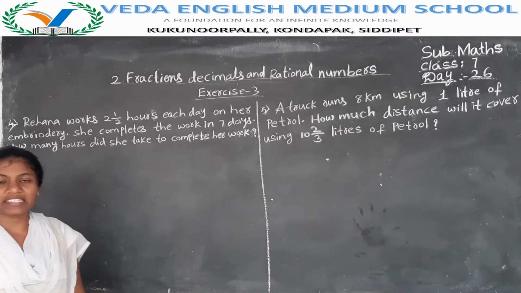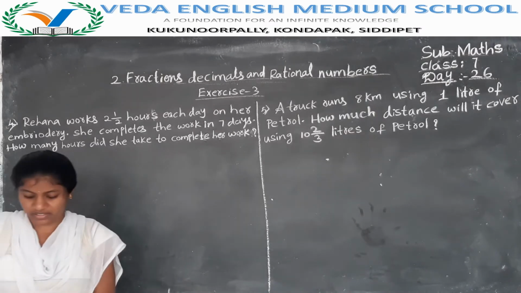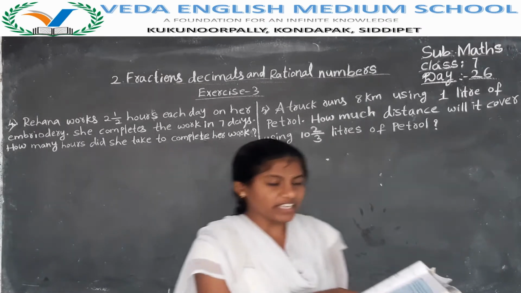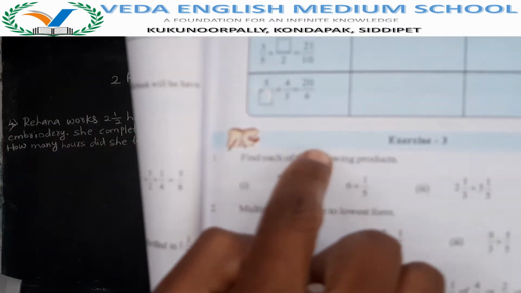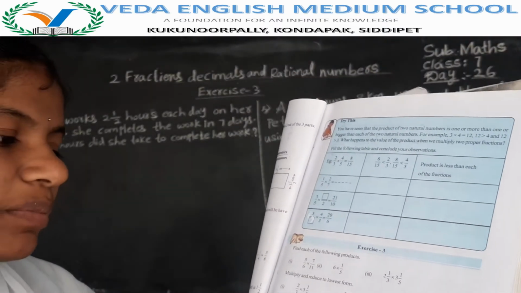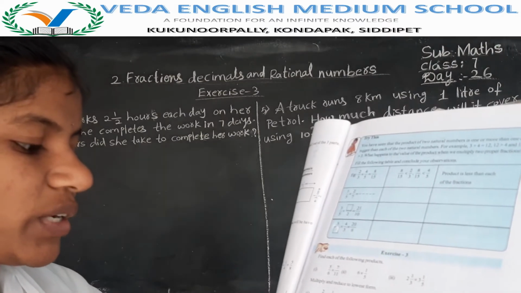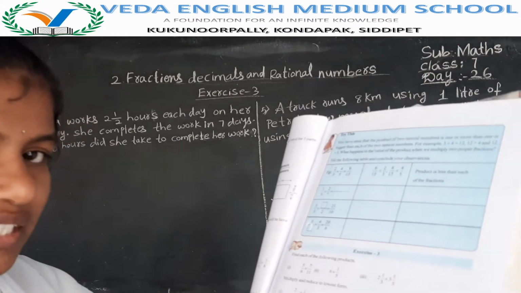In our previous class, in exercise 3, we completed 3 bits. First bit, find each of the following. See here, find each of the following products. Second bit, multiply and reduce to lowest form. Third bit, which one is greater. We have completed these 3 bits.